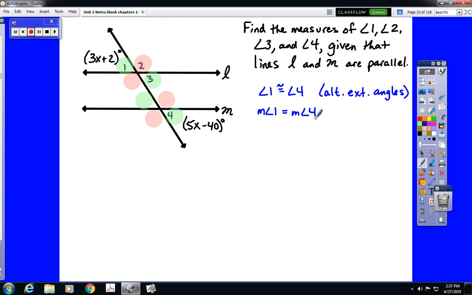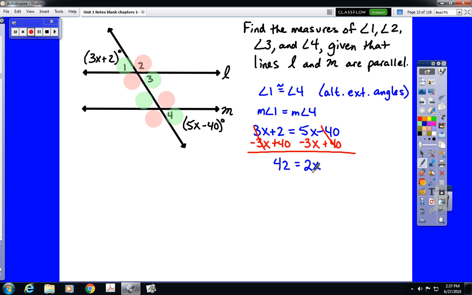Now, what that means is that we can plug in the measure of angle 1, which is 3x plus 2, and set it equal to the measure of angle 4, which is 5x minus 40. That is a very simple algebraic problem. We need to move the x's to one side. Say we decide we're going to subtract 3x from each side, and we need to add 40 to each side to move the number to the opposite side. That would give us 42 equals 2x, and then we would divide by 2 to give us x equals 21.